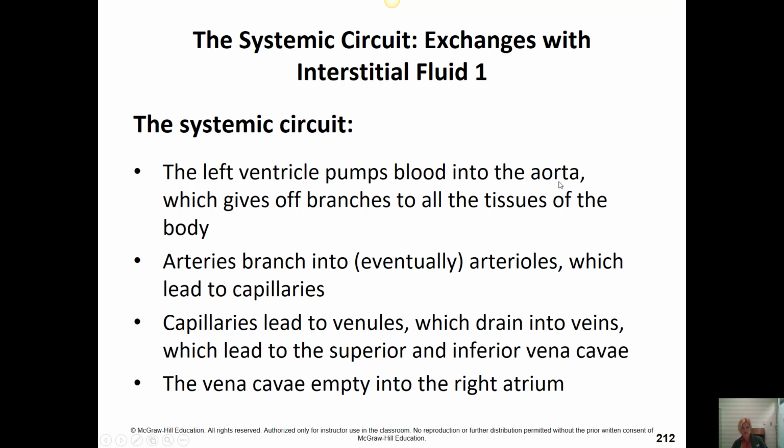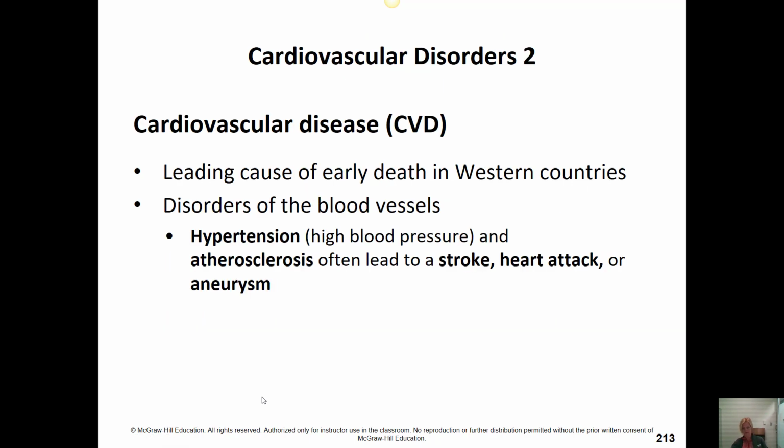So the key word here is the aorta. And the vena cava bring it back to the right atrium to pick up that oxygen from the lungs through the pulmonary circuit. So the aorta carries blood to the systemic circuit, and the vena cava, the superior and inferior vena cava, bring blood back from the systemic circuit.